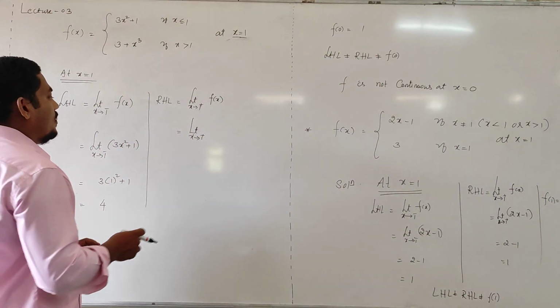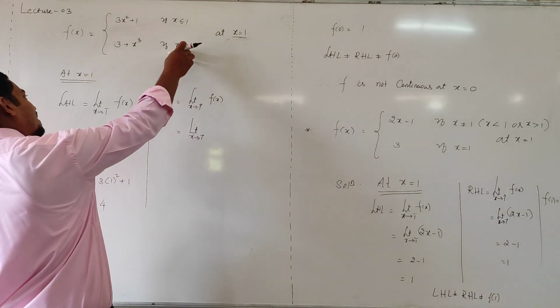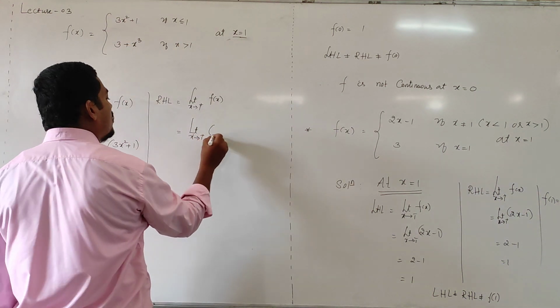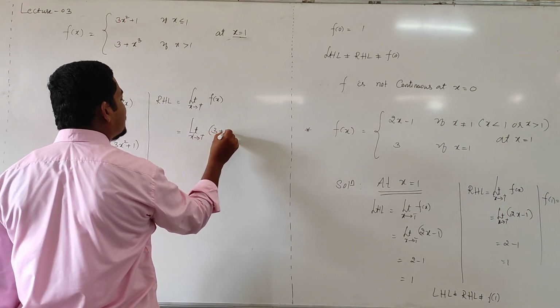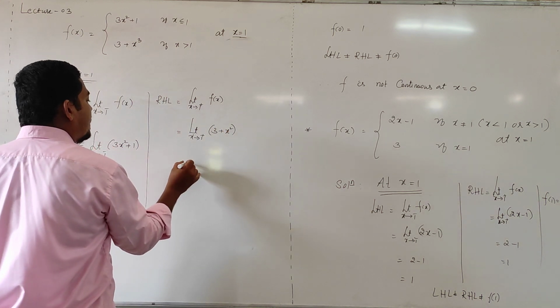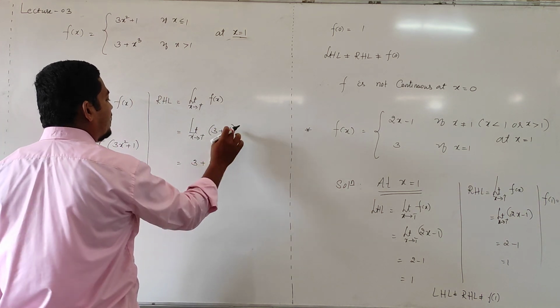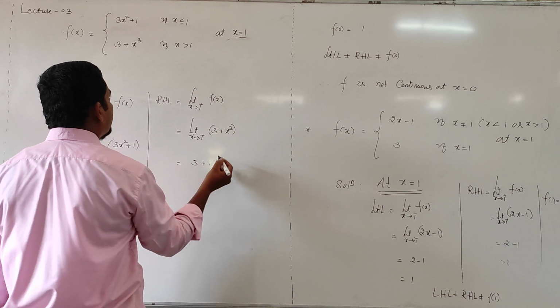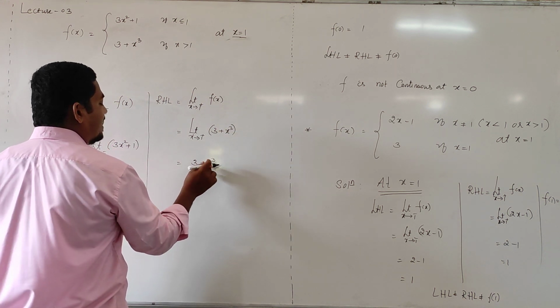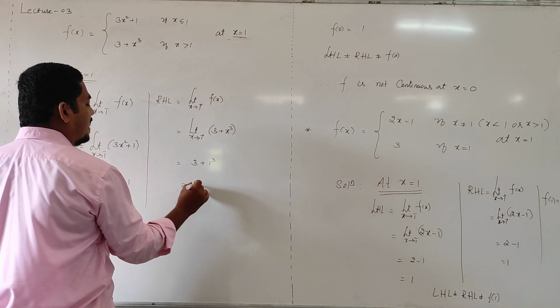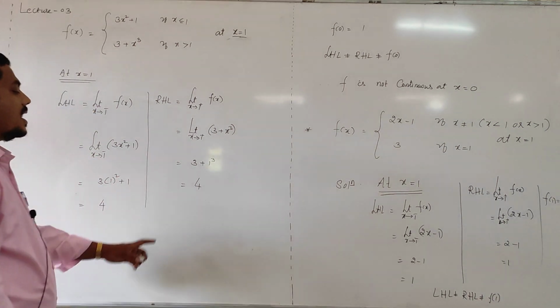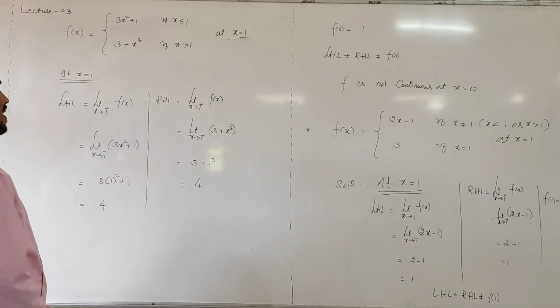When x value more than 1, look at the function. When x value more than 1, our function is 3 plus x cube. Then it will be 3 plus, 1 cube. Put x value 1 in this expression, then it gives 4 only. Left hand limit value 4, right hand limit value 4.